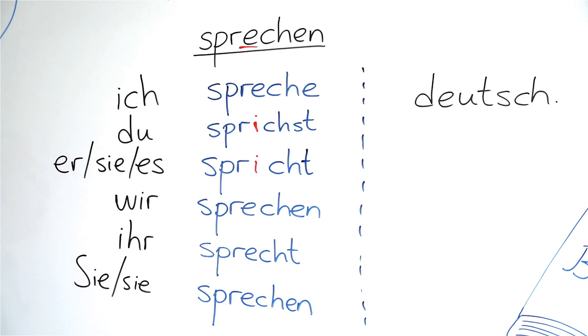Ich spreche Deutsch. Du sprichst Deutsch. Er spricht Deutsch. Sie spricht Deutsch. Es spricht Deutsch. Wir sprechen Deutsch. Ihr sprecht Deutsch. Sie sprechen Deutsch.